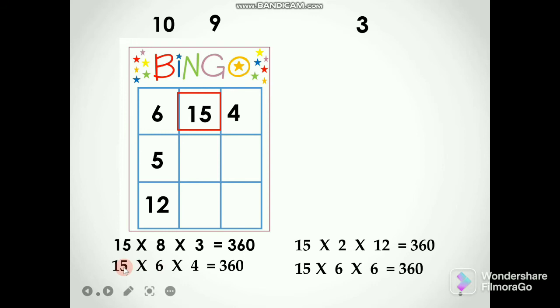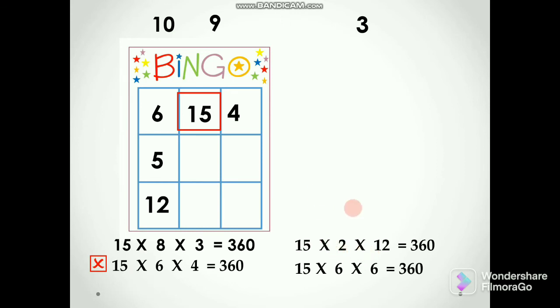So since 15 is given, 6 is also given. But as we all notice, 6 is already in our card. So we put 6 there, and we also use 4. Therefore, this choice is wrong.